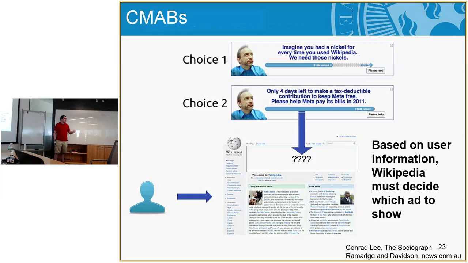And so you know something about the user. You know they just looked at the article for HPE Vertica, and you know they just looked at the article for Teradata. And you also know something about past users. You have some experience. You're like, people who look at a lot of database articles seem to prefer choice 2. And so based on that knowledge, based on the context that you're in, you might say, I'm going to pick choice 2.